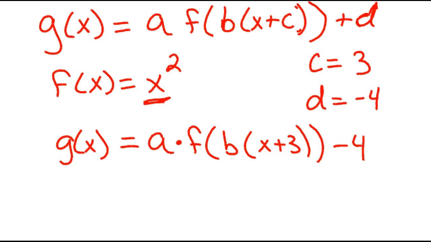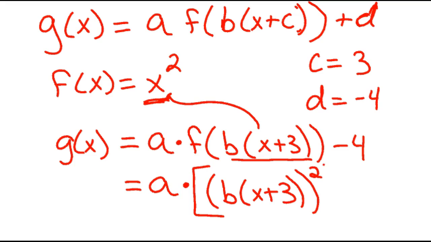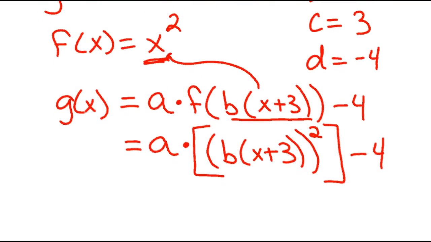So we know that our function is x squared. So this would become a times, and I'm going to use brackets, this b times x plus 3 substituting in for the x in our function. And so we would have b times x plus 3, make sure you got the right number of parentheses, squared. I'll close my bracket because I've embedded my function there, minus 4. So let's simplify this just a little bit.